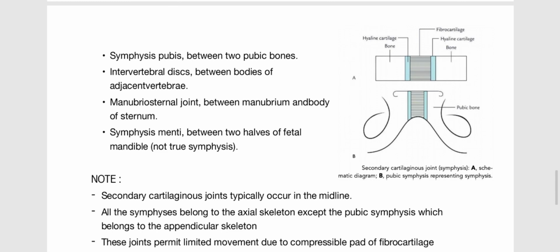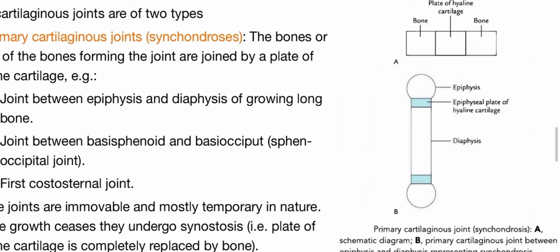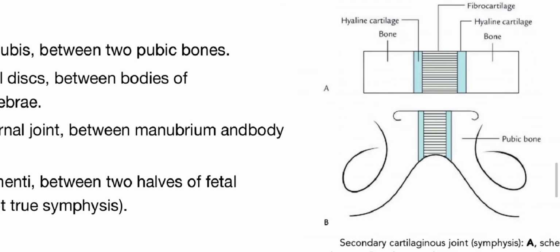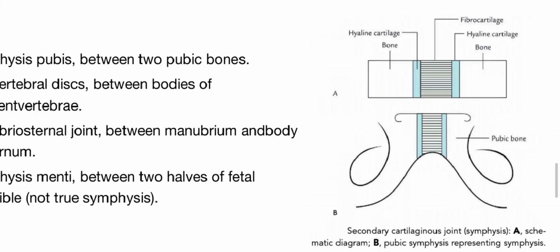Not a true symphysis. We can see on the right side of this slide the primary cartilaginous joint, in which A is a schematic diagram and B is primary cartilaginous joint between epiphysis and diaphysis representing synchondrosis, and the next diagram is the secondary cartilaginous joint, in which A is a schematic diagram and B is pubic symphysis representing symphysis.